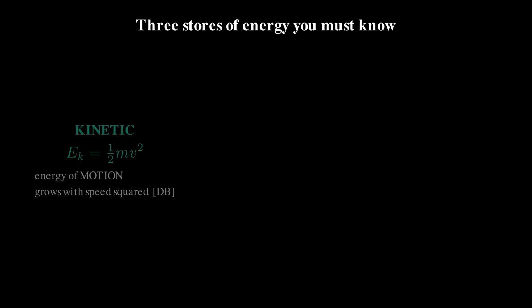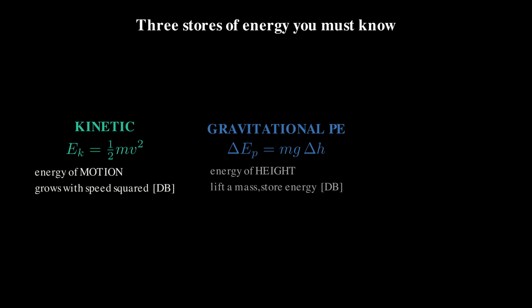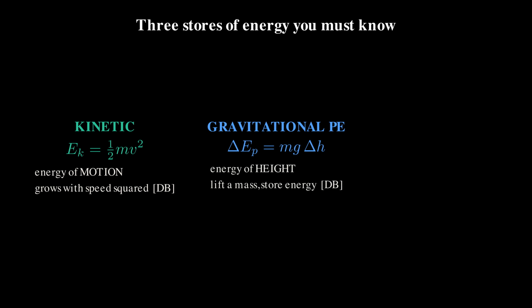Energy comes in many forms, but 3 appear again and again in mechanics. First, kinetic energy, the energy of motion, 1/2 mv squared. Notice the velocity is squared, so doubling the speed quadruples the kinetic energy. That's why stopping distances explode at high speed. Second, gravitational potential energy, the energy of height. Lift a mass m by height delta h, and you store mg delta h joules in it. Let it fall, and you get that energy back.